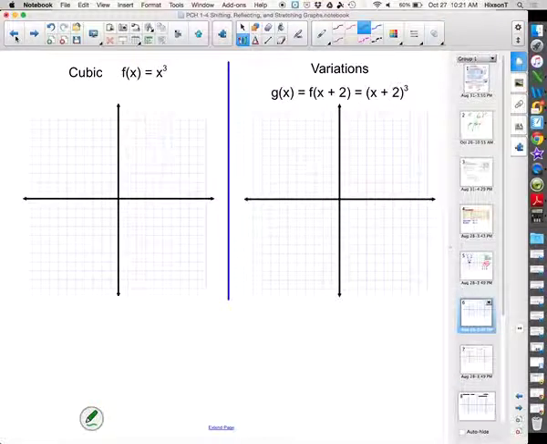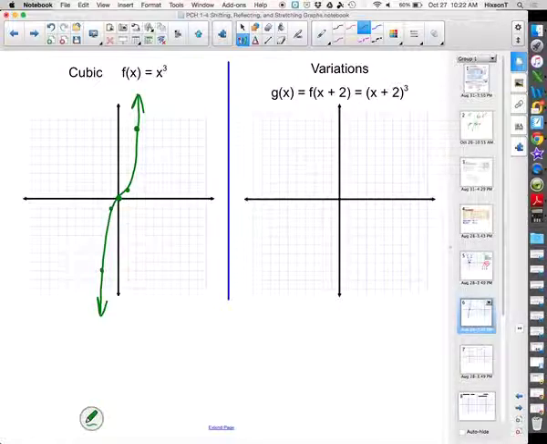Alright, so here we go. Our cubic parent function, f of x equals x cubed. Someone give me some points. (0, 0), (1, 1), (2, 8). On this side, how about (-1, -1), (-2, -8), okay? So there is our cubic parent function.